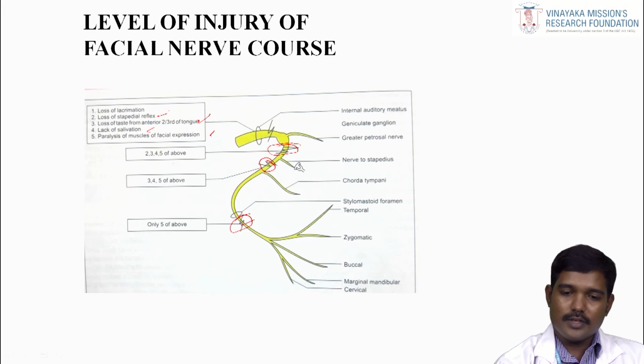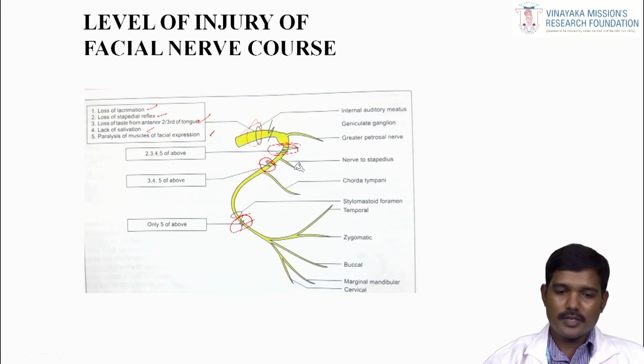In case the level of injury is above the geniculate ganglion, the patient has all 5 problems: loss of lacrimation, loss of stapedial reflex, loss of taste sensation from the anterior two-thirds of the tongue, lack of salivation, and paralysis of muscles of facial expression. These are all the things happening at the levels of facial nerve injuries.